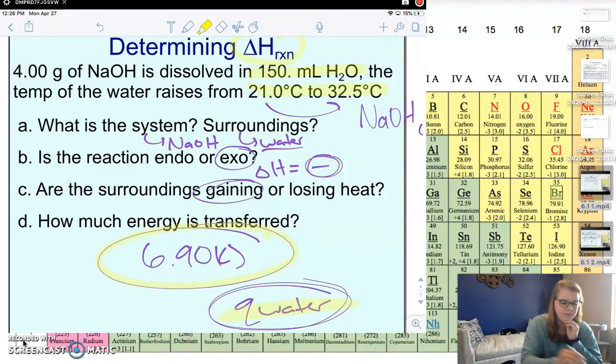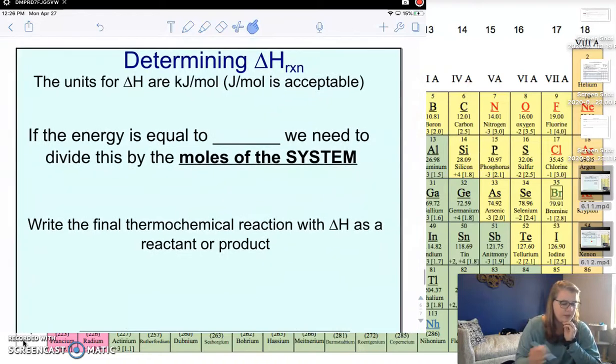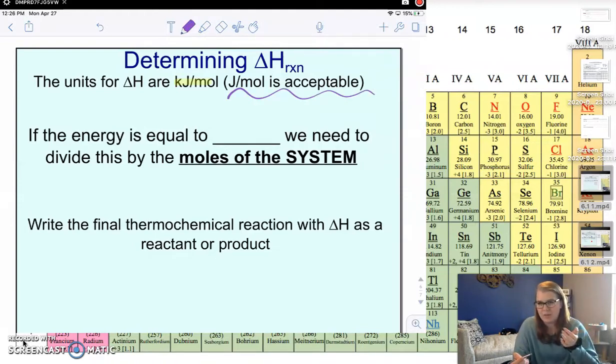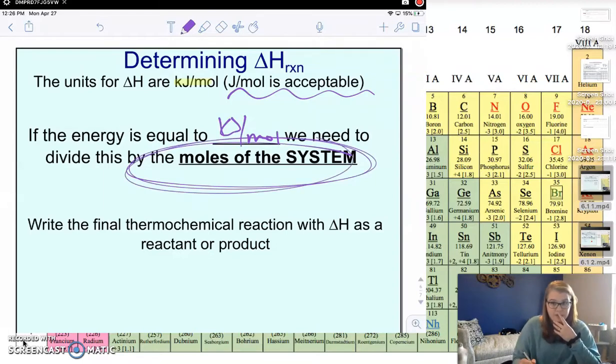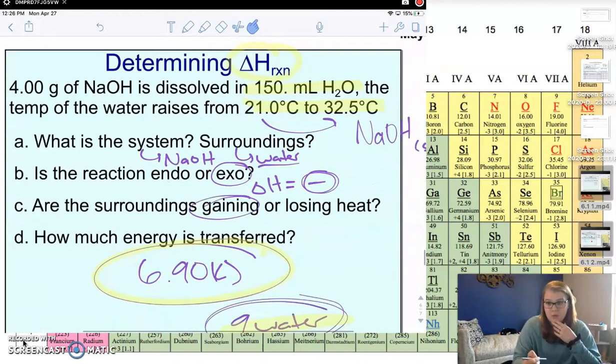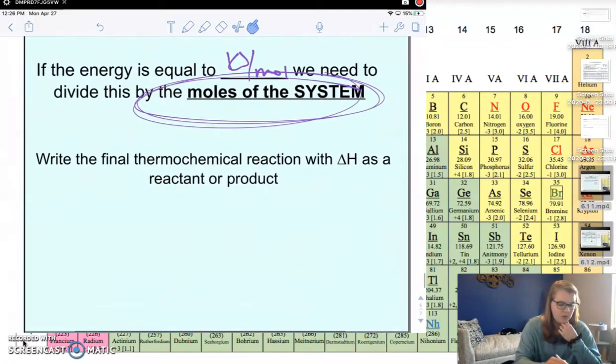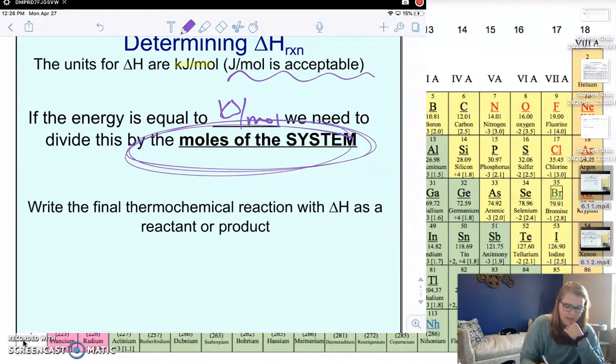Keep that in mind. Moving forward, remember the units for delta H are always kilojoules per mole. You can do joules per mole, honestly, it's fine. Kilojoules per mole is just way more common. So if the energy is to be in kilojoules per mole, we need to divide this by the moles of the system. Let's remind ourselves, we said that the system was the sodium hydroxide because that's what was causing the temperature shift.